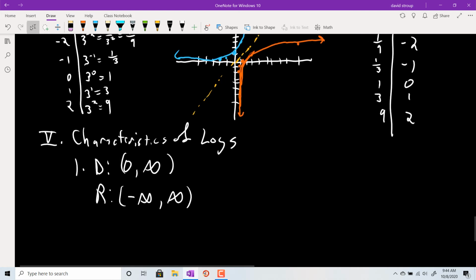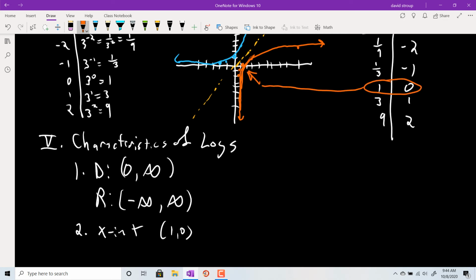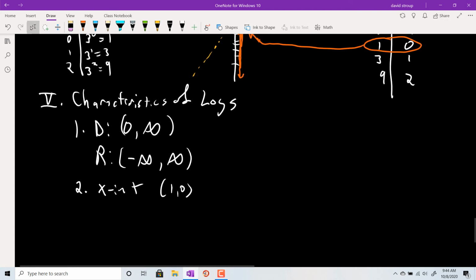Okay, there's no y-intercept, but there is an x-intercept. And the x-intercept is going to be at 1, 0, which you can see on the graph above. Okay? So there's the old x-intercept, which would be the same for non-translated logarithms. What else is there? The overall shapes.